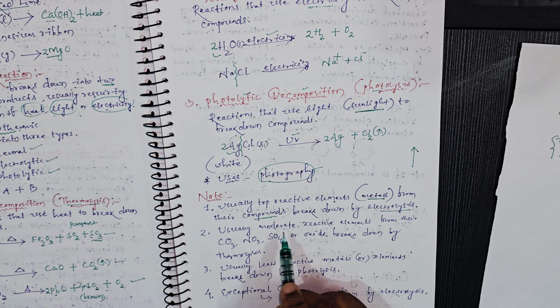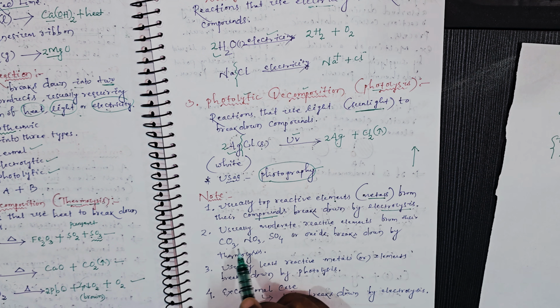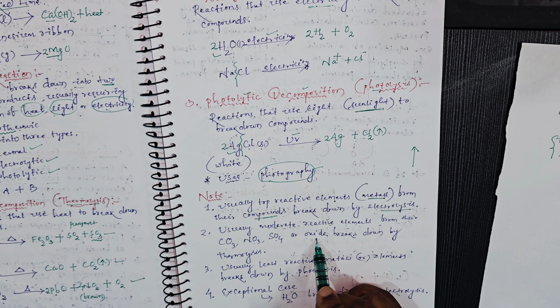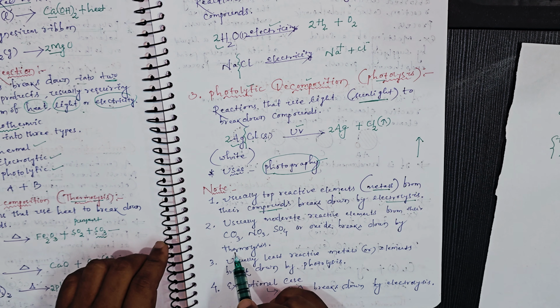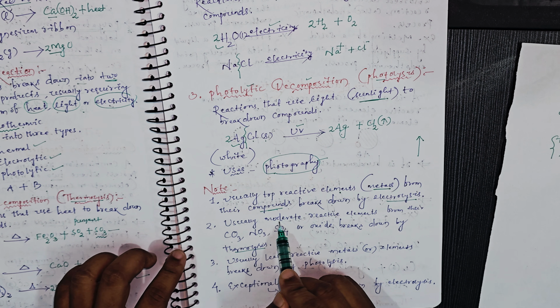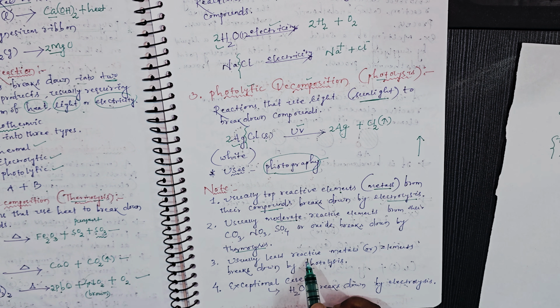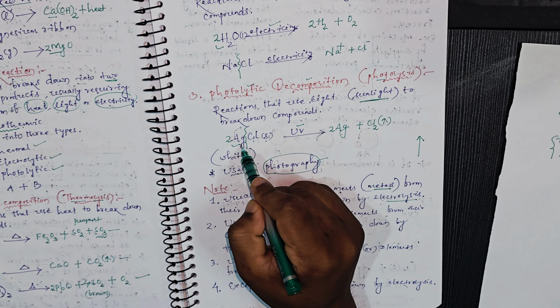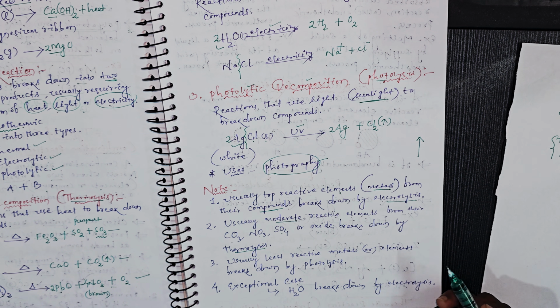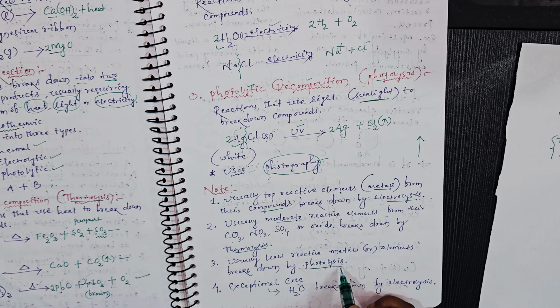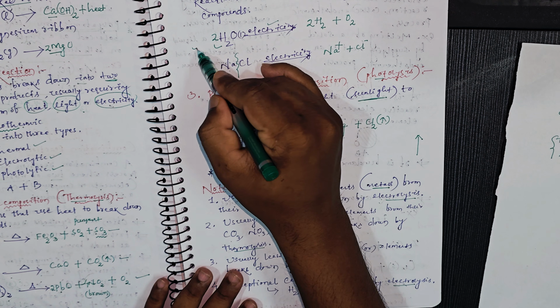Okay. So usually moderate reactive elements, from their carbonate or nitrate or sulfate or any kind of oxides, they break down by the process of thermolysis. These are medium or moderate reactive elements. And usually least reactive elements or the least reactive metals, particularly silver, gold, platinum, they break down by the process of photolysis. Clear? And for your syllabus, one exceptional case, it is not exceptional, but to remember it, I have written it as exceptional. Water breaks down by electrolysis, as I already mentioned.